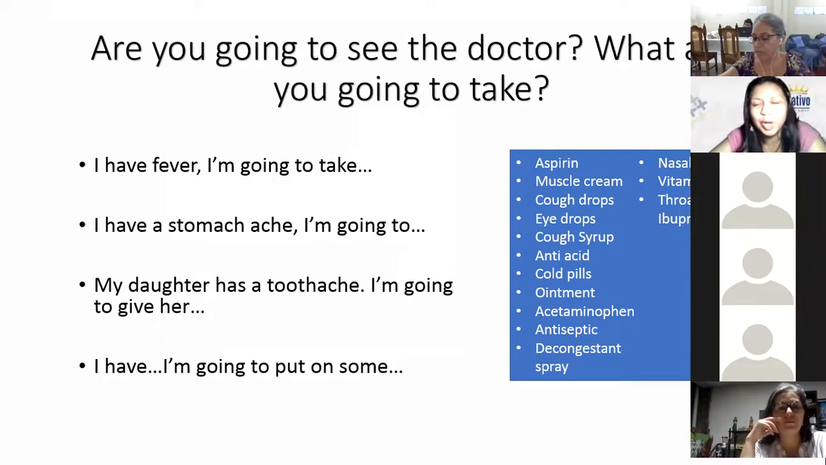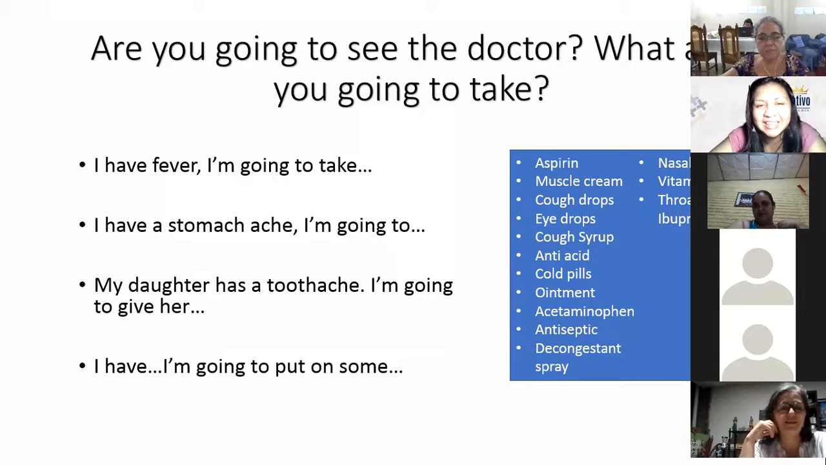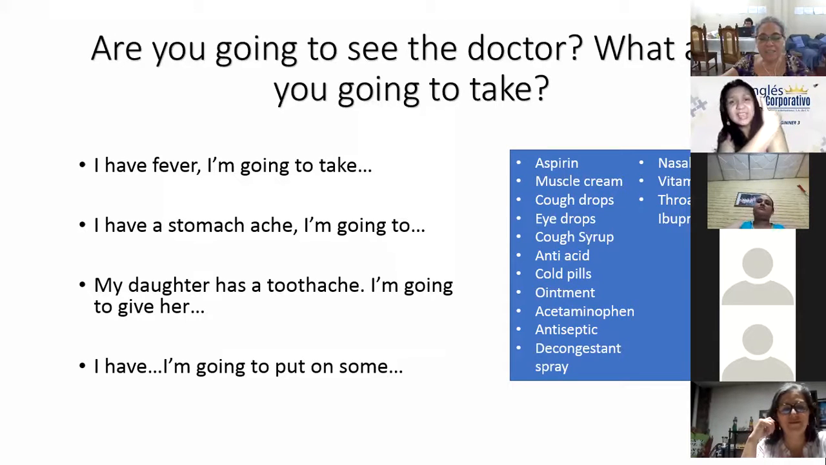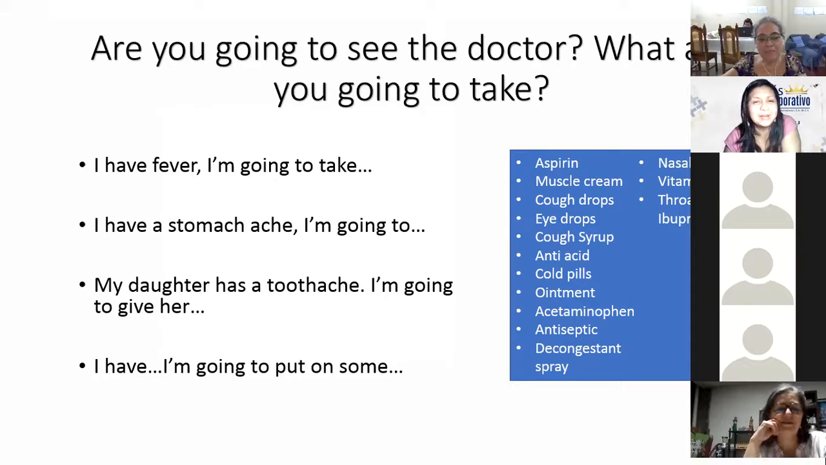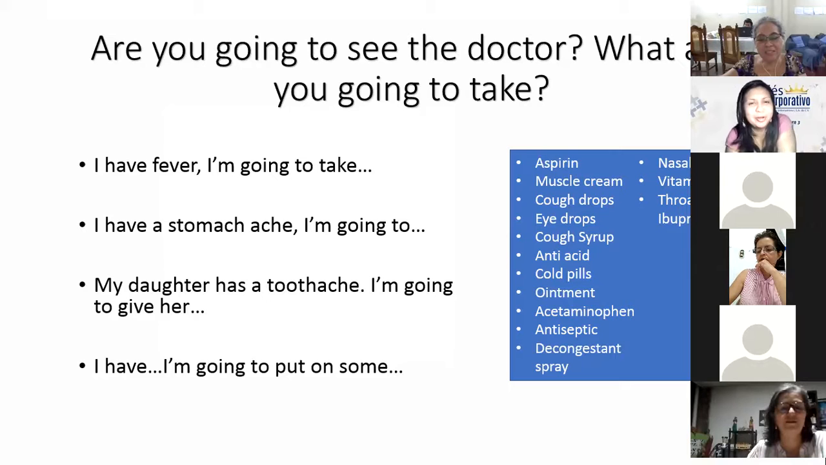Ibuprofen. Do you know how to say vacuna in English? Vaccine. Are you already vaccinated against COVID? No, for me, no. Yes. Okay, that's good. Now the vaccine is available for all the people older than 18 years. Okay? Good. So I'm going to create the rooms and please practice.